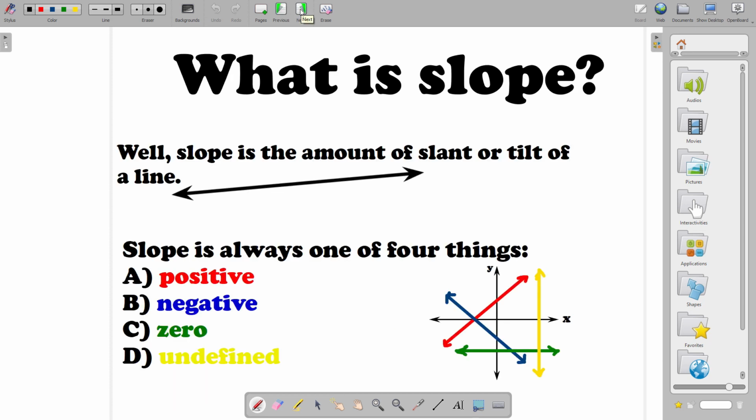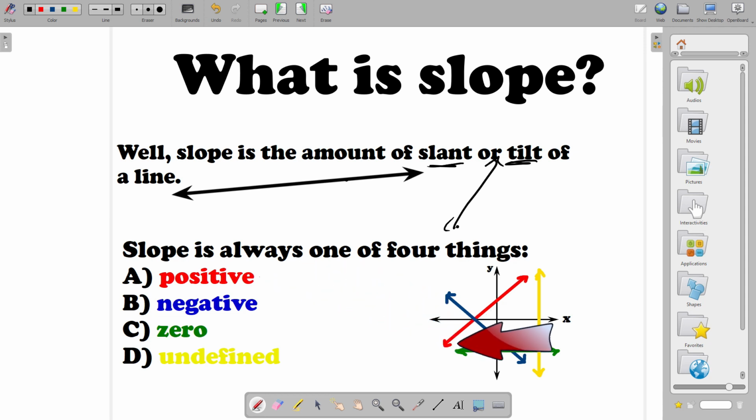First of all, let's talk about what slope is. Slope is the amount of slant or tilt in a line, whether it has very steep tilt or very slight tilt like this line does.